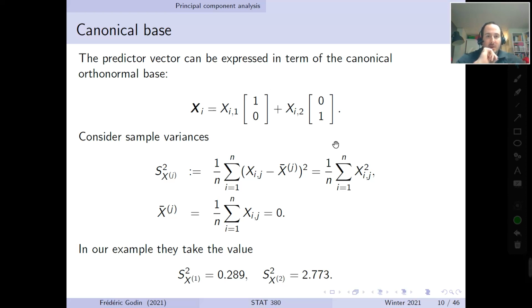This orthonormal basis is known as the canonical basis. But what we're going to explain next is that maybe the canonical basis is not the best way to represent our data in that case. Maybe another set of axes might be better suited to give a better depiction of our data.